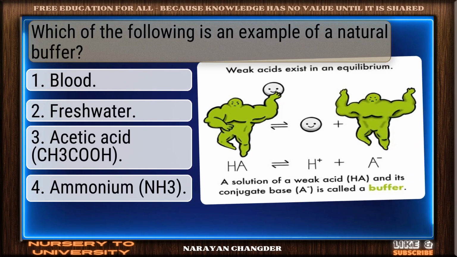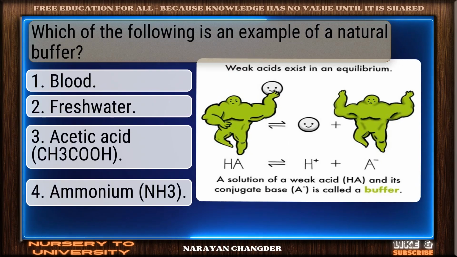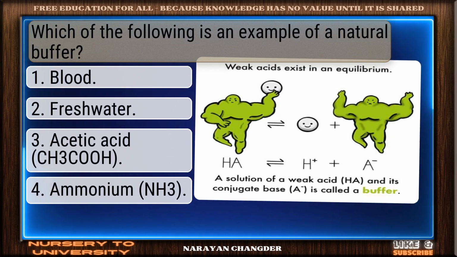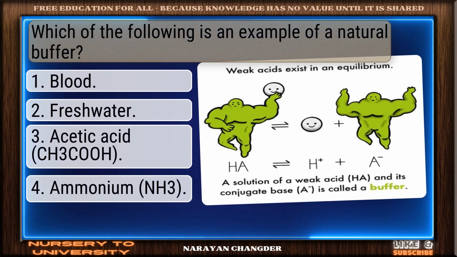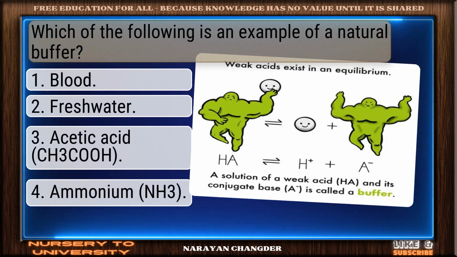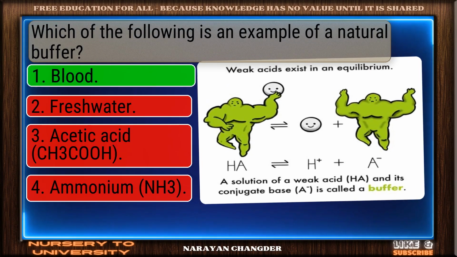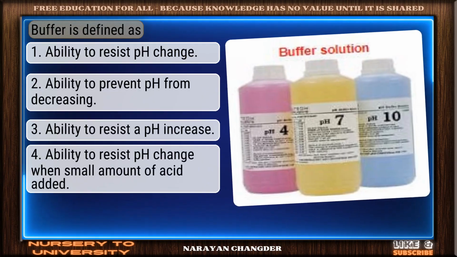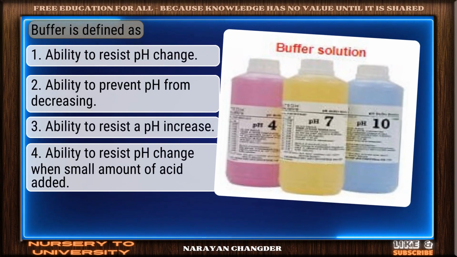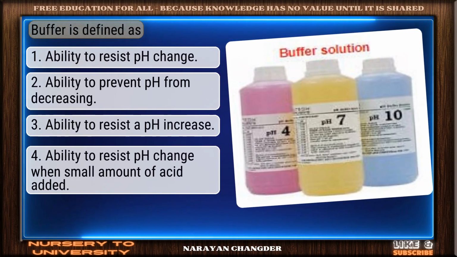Which of the following is an example of a natural buffer? Option 1, blood. Option 2, fresh water. Option 3, acetic acid. Option 4, ammonium. Blood, great work.